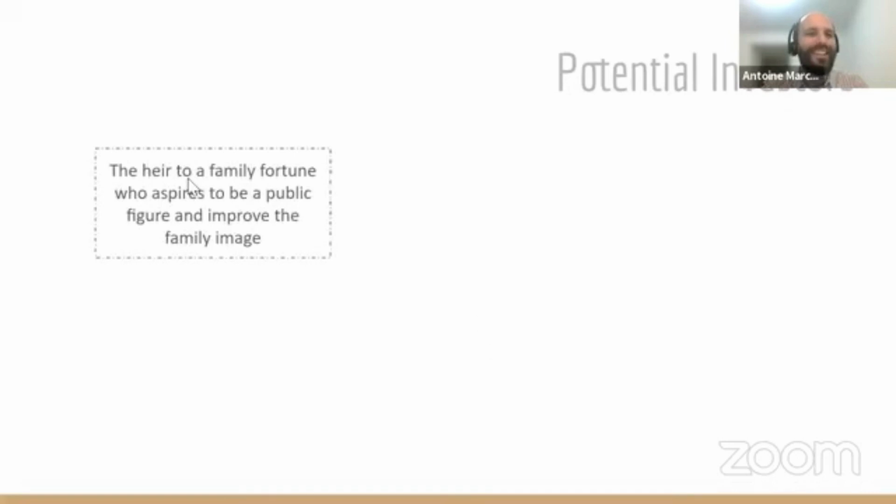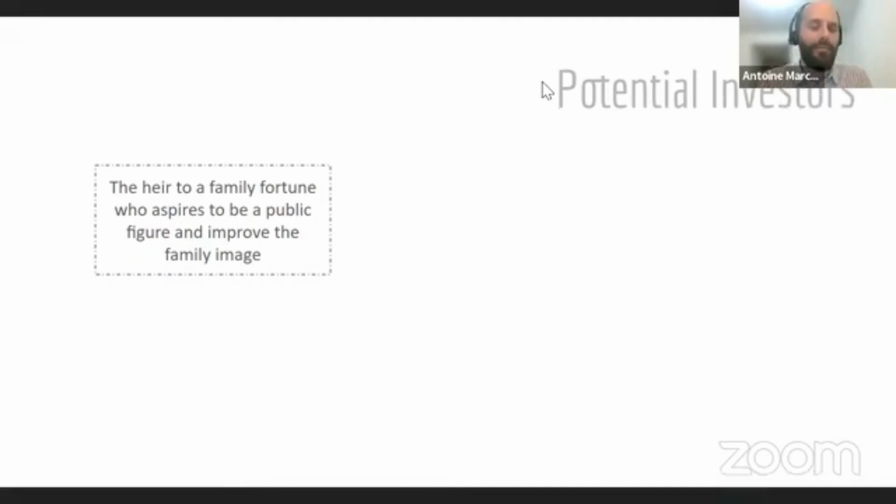Look, the first potential investor is the heir to a family fortune who aspires to be a public figure and improve the family image. Tell me about this compelling character. How would you approach this person? How would you try to convince them to invest in your business? The heir to a family fortune who aspires to be a public figure and improve the family image.